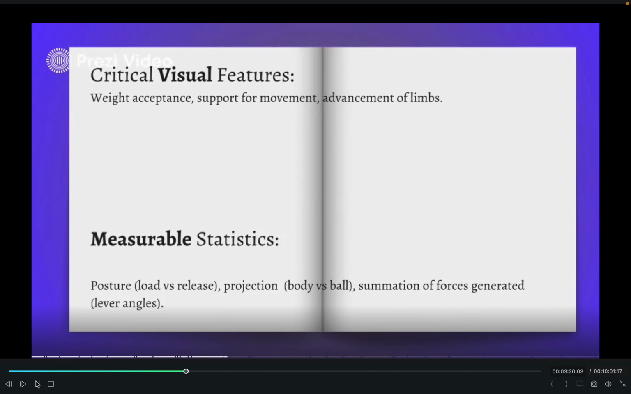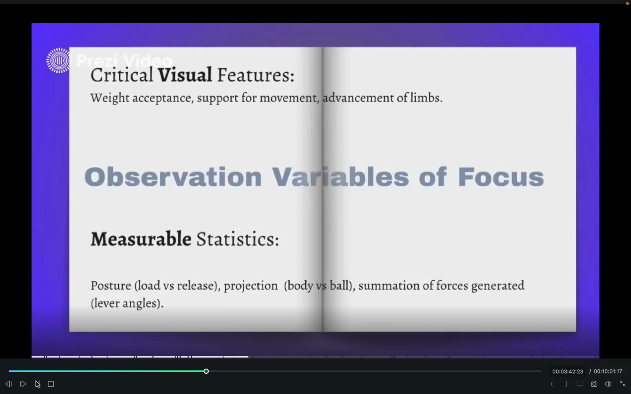Within the deployment of these 3 techniques, there are 3 critical features worth analyzing, known as qualitative variables. How is the body weight transferred using body manipulation? How is the body moving to support the outcome goal? And how do limbs advance to project an object? The measurable statistics that were tracked will be discussed later in the presentation, but trackable objectives were set to denote the posture and projection, the change of lever angles, and the summation of forces generated.